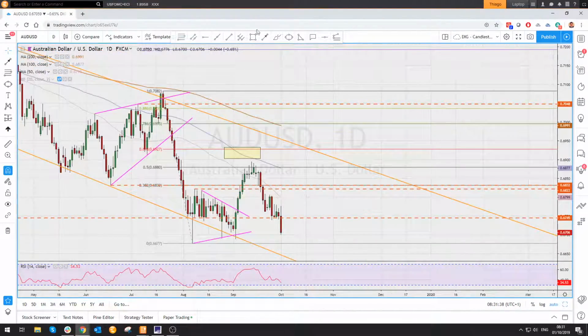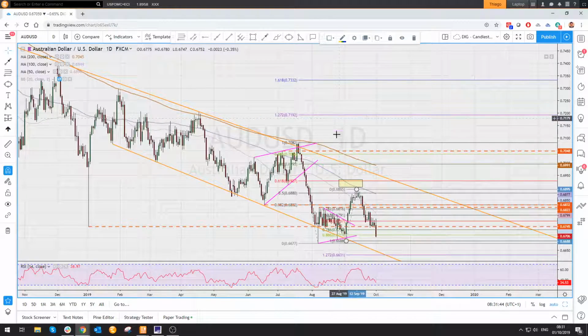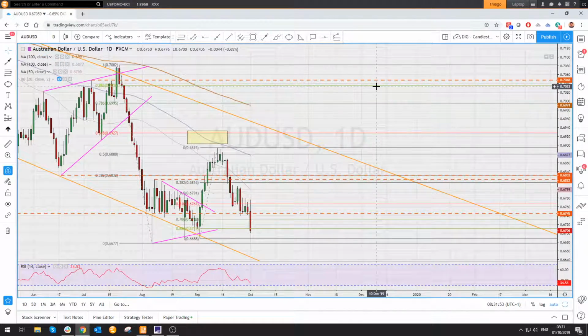Maybe that is your question, and you're right to ask yourself that question. I think I'll be aiming for the next fib extension. So we're talking here about the 66.31. To be very honest with you, that will be my next target for the Aussie, in my view.